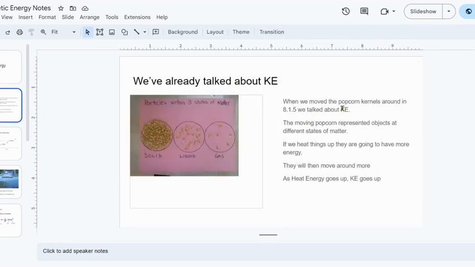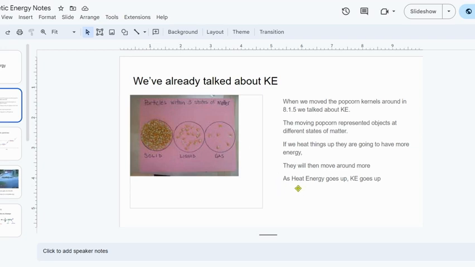When we moved the popcorn kernels around in the last chapter, if we barely moved the particles, that would be a solid. If they move a medium amount, that would be liquid. If they move around a lot, they were a gas. The different popcorn represented objects in different states of matter. Well, these different states of matter had not only spacing, but they had movement.